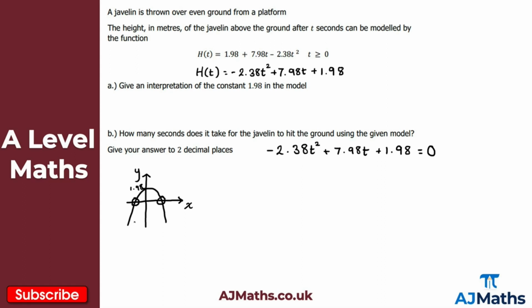But we're just looking for after how many seconds did it take for the javelin to hit the ground. Well, clearly, the condition here is that t is greater than or equal to 0. So anything to the left of our y-axis here, we omit. Okay, so we don't need anything to the left. So what we're looking for is just this point here, where it hits the x-axis.